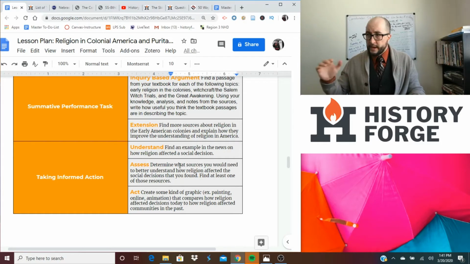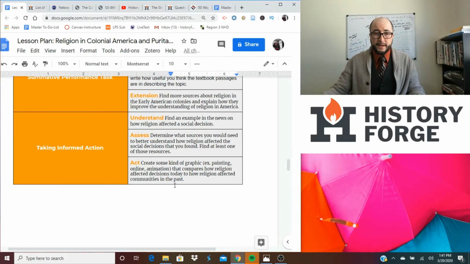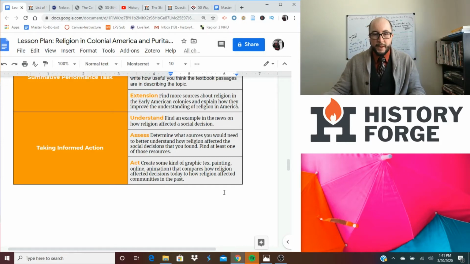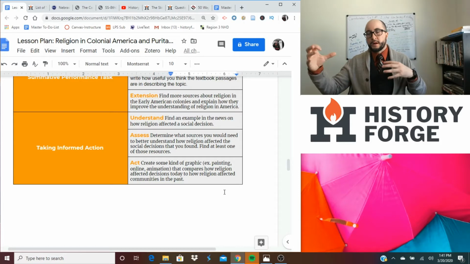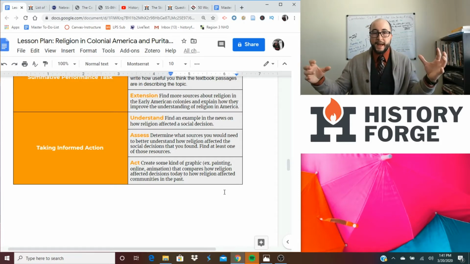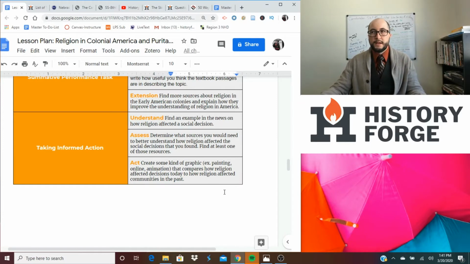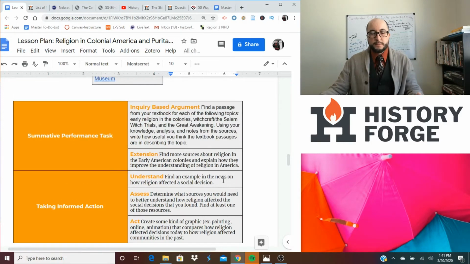So that one just goes to the next level, and then finally the third one is act, we call it. Create some kind of graphic, I said like a painting or online animation. I think any kind of graphic would be cool, one that compares how religion affected decisions today to how religion affected communities in the past. I was thinking this would be a fun compare and contrast of present day and past. They're going to have to find some present day stuff first, but a lot of our activities did that. And for the past, their analysis could be the connection.